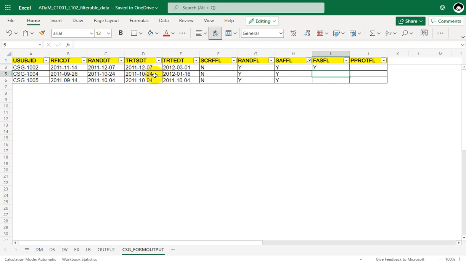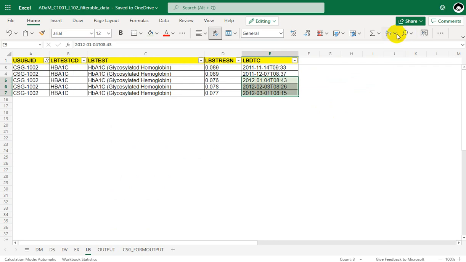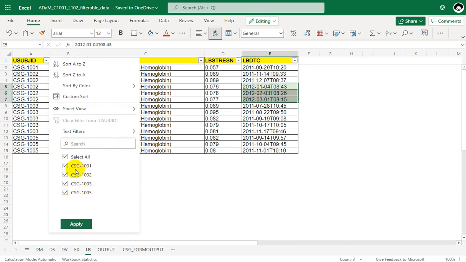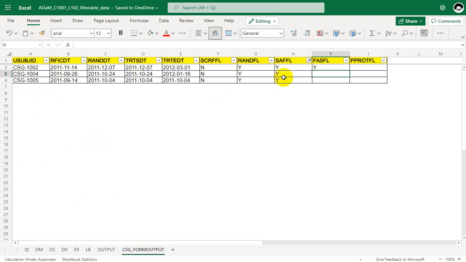For this subject, treatment start date is 24th October 2011. Let us come back to LB and see if we have any. Let's remove all the filters and see. Subject 1004 does not have any collection in lab dataset for HbA1c. So though the subject is part of safety, the absence of a record in LB for HbA1c means the condition has failed. The subject cannot be called a full analysis set subject, so we should have this as N.